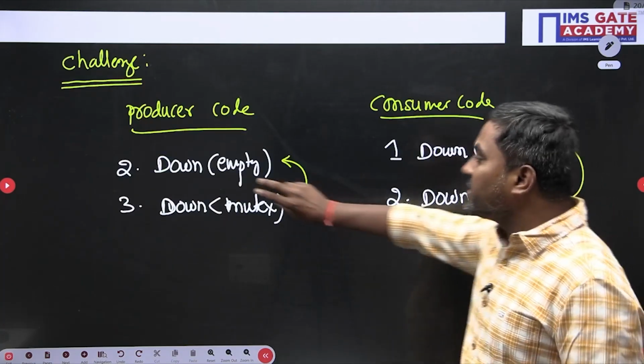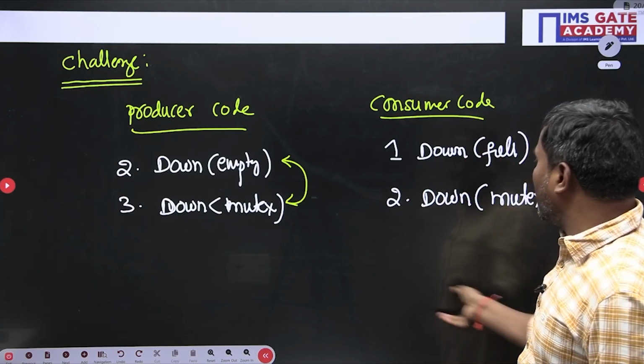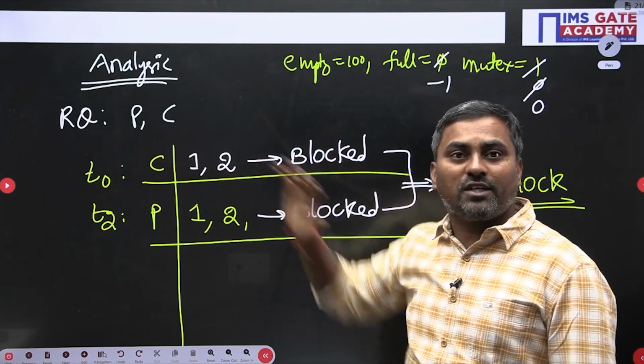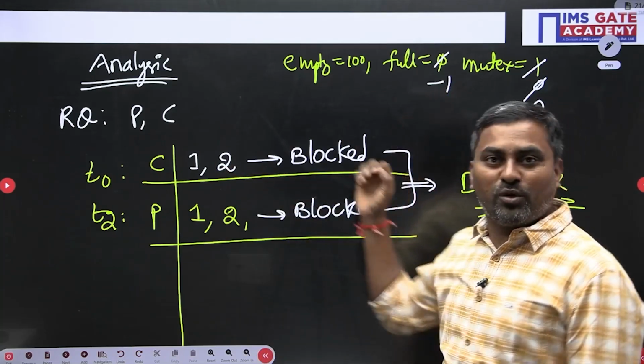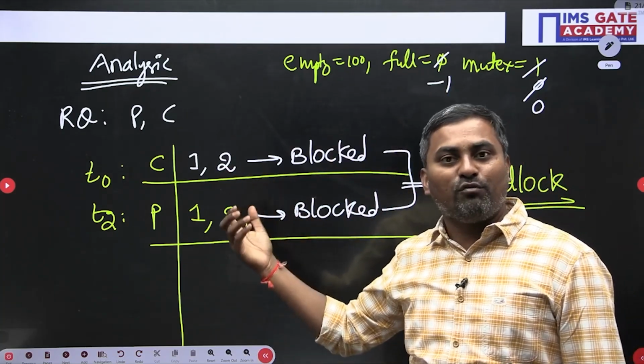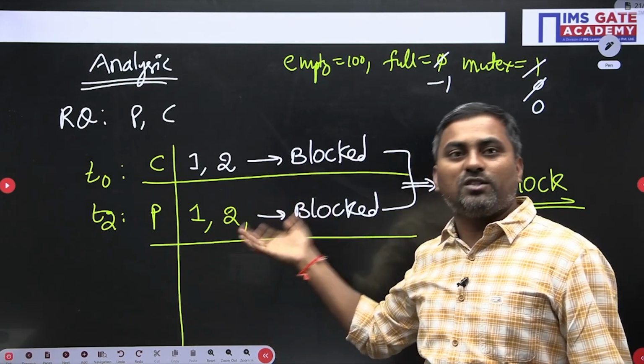By mistake, if this statement is reversed, and the consumer started execution first, performing down on mutex, 1 down is 0, then down on full, 0 to -1. So, it is blocked. This also gets blocked.